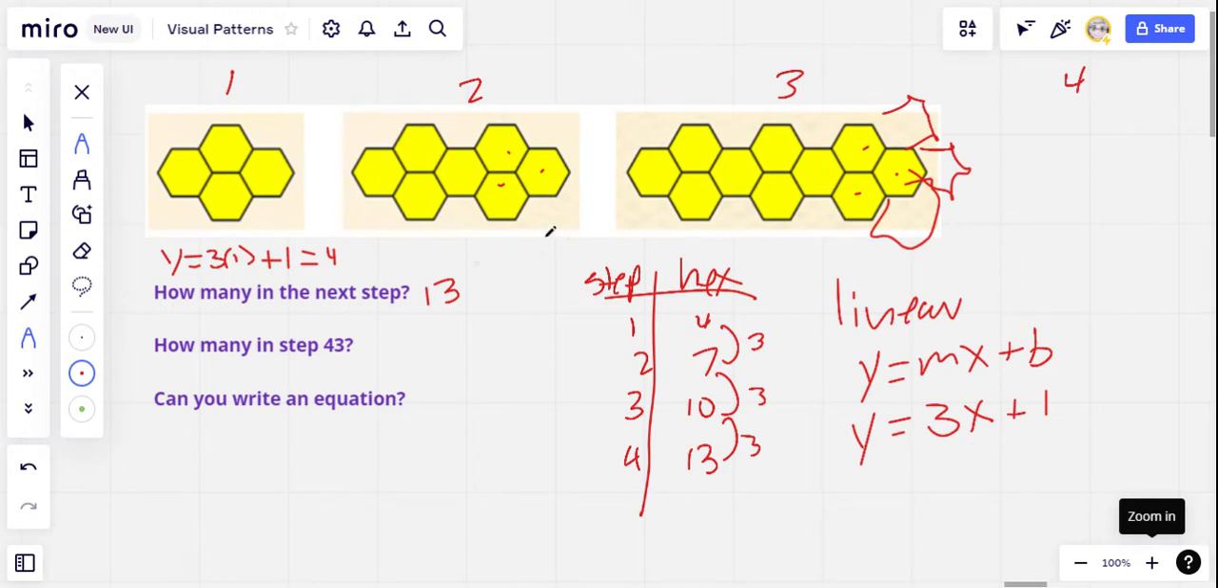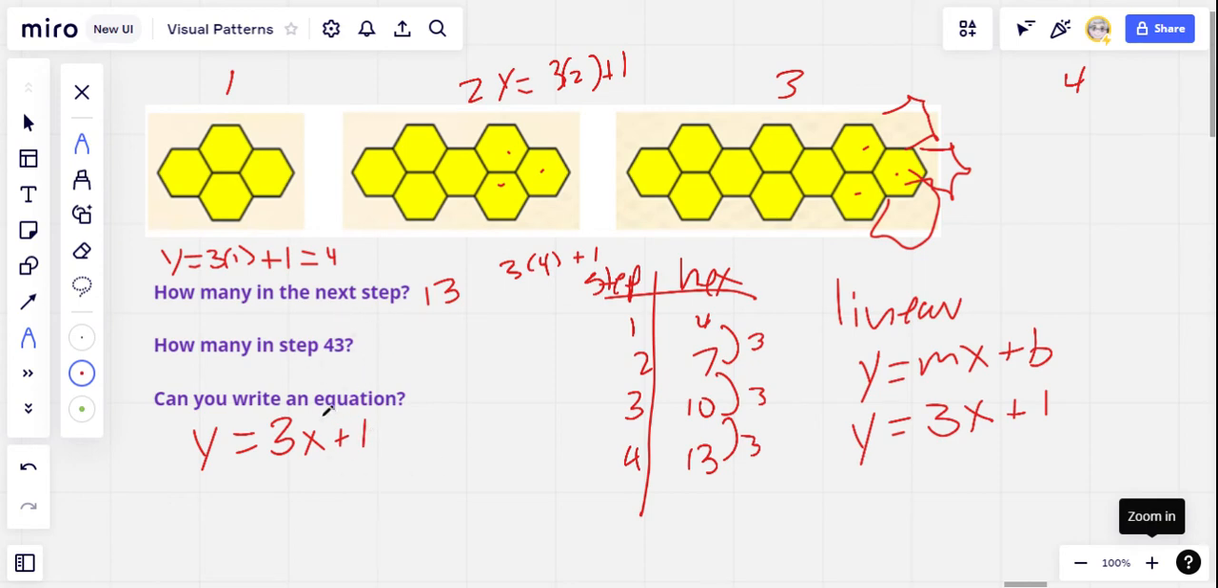But let's test to make sure that actually works for step 2. So this would be y equals 3 times step 2 plus 1. So that would be 6 plus 1 would be 7. That's 7. If we tried it with step 4, it would be 3 times step 4 plus 1. That would be 3 times 4 is 12 plus 1 is 13. That bears out our prediction. So I think our equation is y equals 3x plus 1.